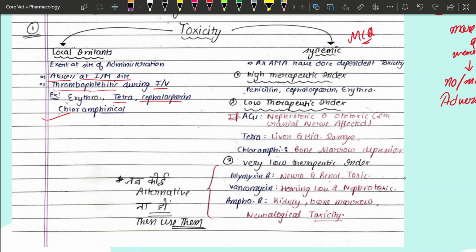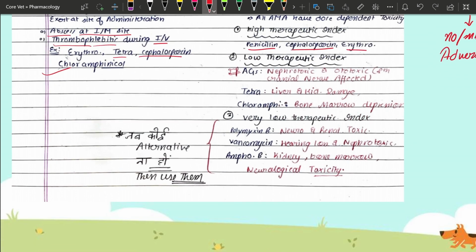Okay, so the dose should be such that it does not cause any toxicity. There are certain drugs that have a higher therapeutic index, like penicillin, cephalosporin and erythromycin. There are drugs that have a low therapeutic index, like aminoglycoside, tetracycline and chloramphenicol. So aminoglycoside is going to show nephrotoxicity and ototoxicity by damaging the 8th cranial nerve.